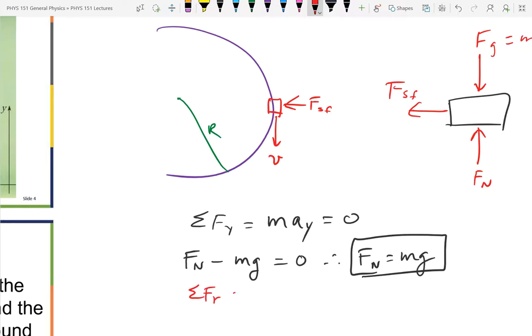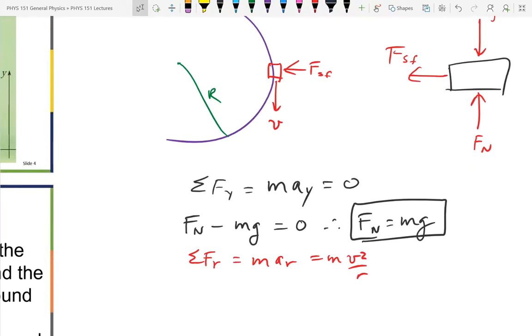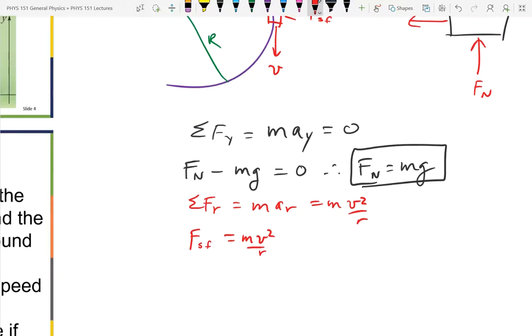Now sum of the forces in the radial direction is equal to mass times acceleration in the radial direction, which is mass times v squared over r. Look at my picture. What do I have in the radial direction? I have the force of static friction. So that force of static friction that's necessary to go in a circle is equal to mv squared over r. And then for my test, I know the force of static friction is less than or equal to force normal times mu static. So that's going to be 0.70 times mg.